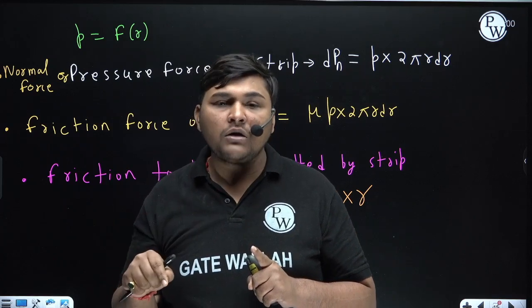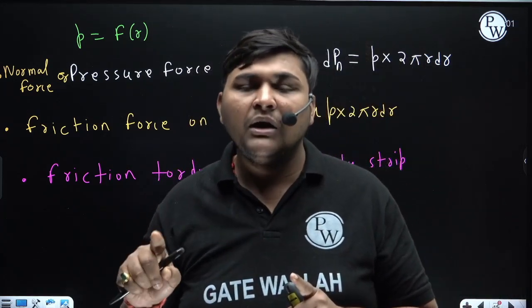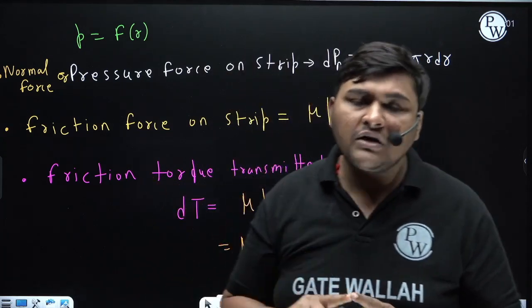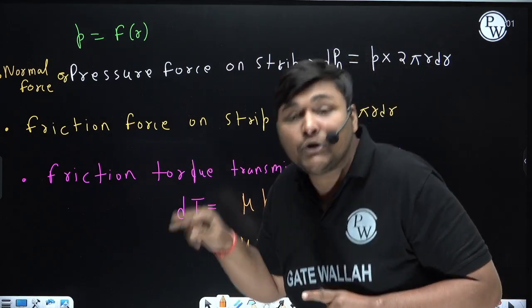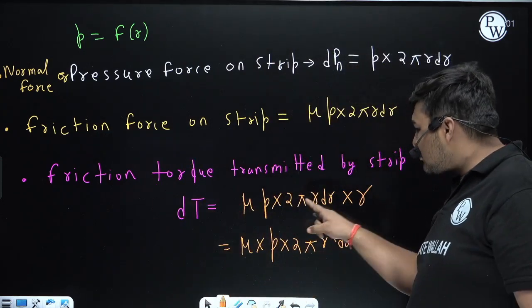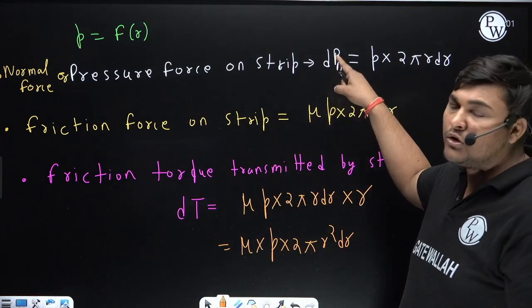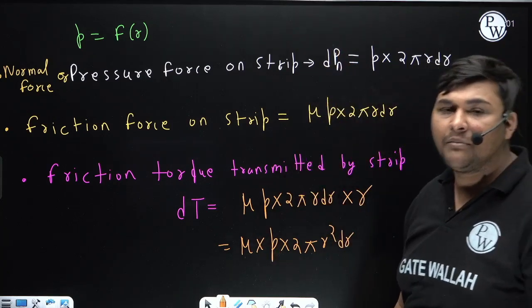Now what will be the torque? For the torque transmitted by the strip, we need to multiply the friction force with the radial distance r. So the torque transmitted will be the friction force, mu into p into 2πrdr, into r. Again r is multiplying, so it becomes 2πr square dr. So this is the expression of the normal force on a strip, and this is the expression of the torque transmitted by the strip.